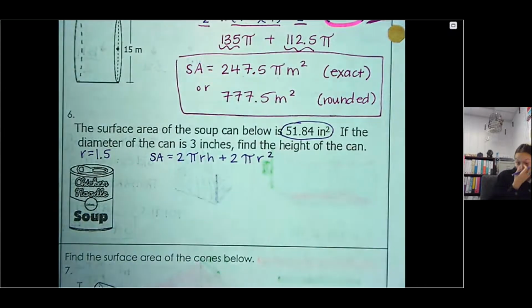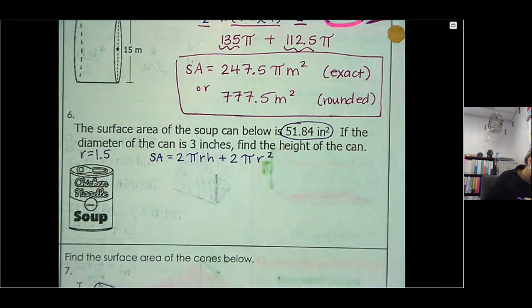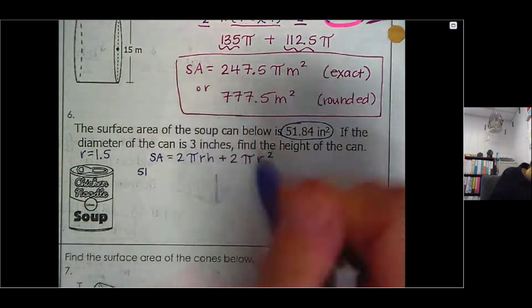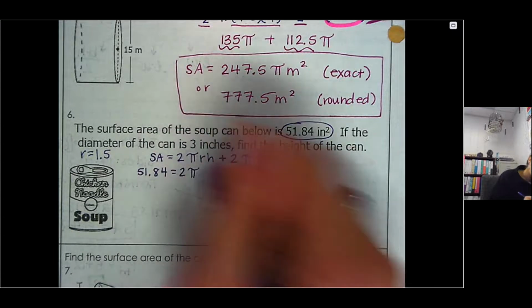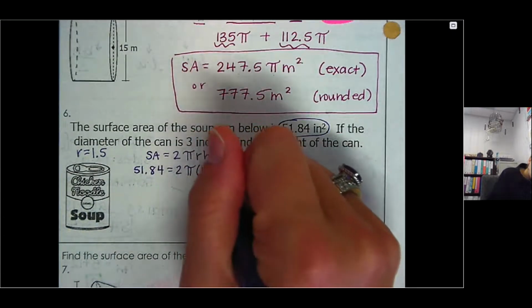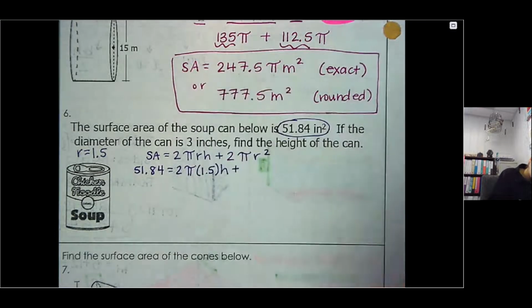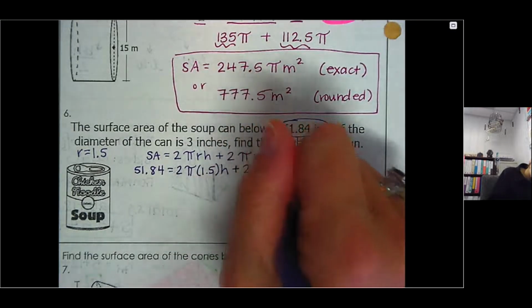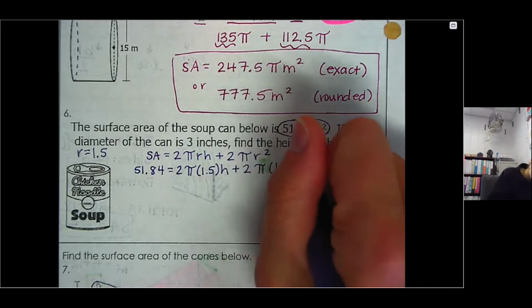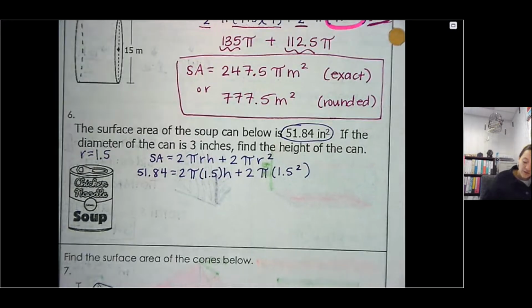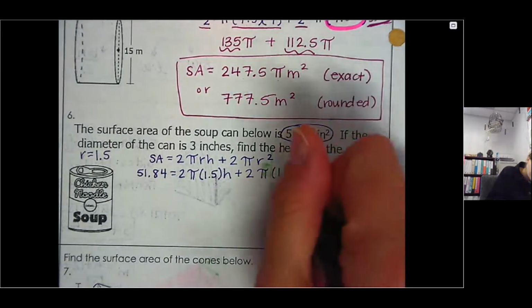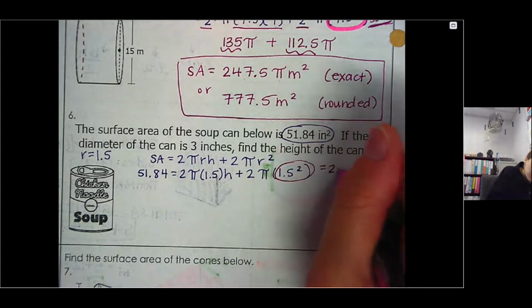All right, and we're going to put in what we know. We know the surface area, so I'm going to substitute that in. I know the radius is 1.5. And then 2 pi 1.5 squared. Okay. So first thing I'm going to do is I'm going to do the 1.5 squared first because order of operations. So if you do that, this gives you 2.25.